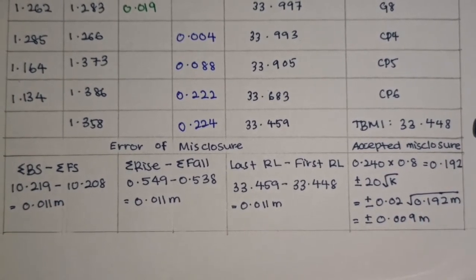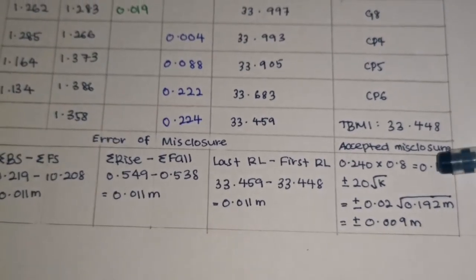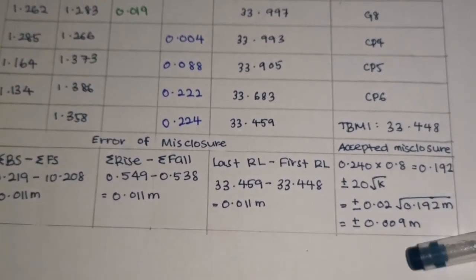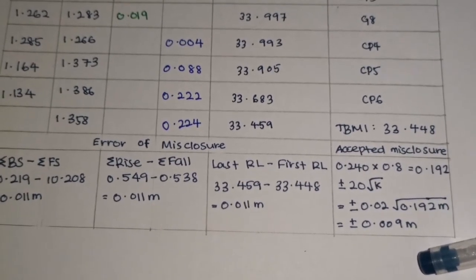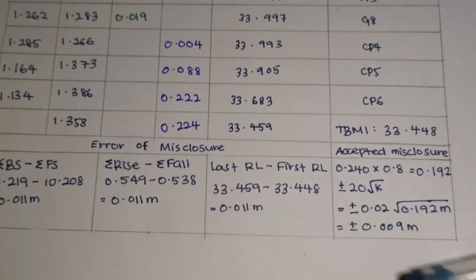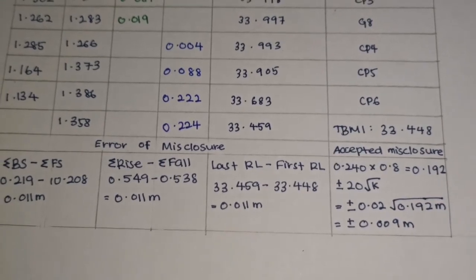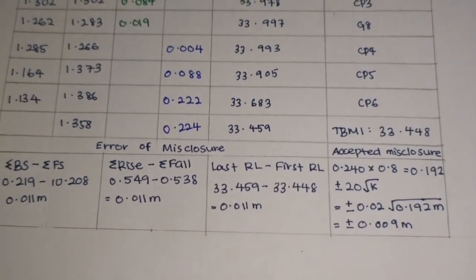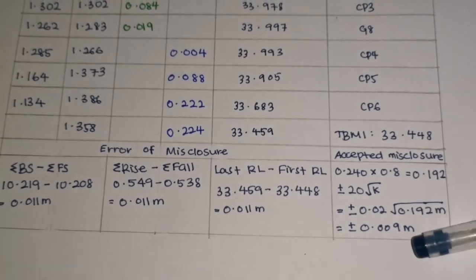That is the accepted misclosure. The accepted misclosure is 0.009 meter. But the error of misclosure that we get is 0.011 meter. Therefore, our misclosure is not accepted. That is because we get 0.003 meter more than the accepted value needed.